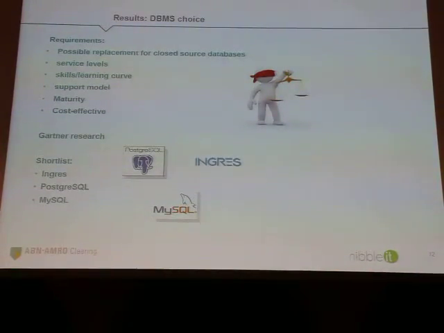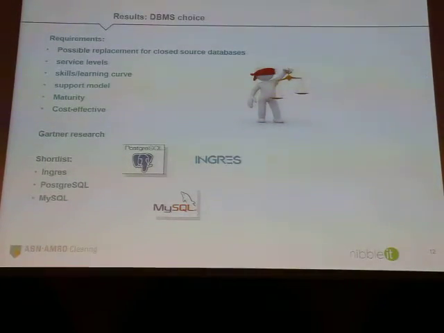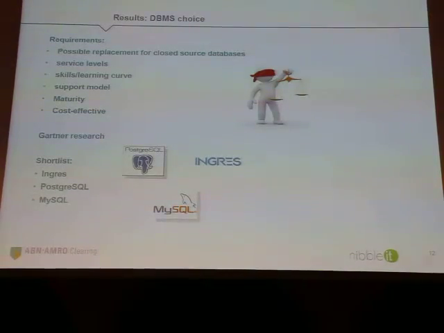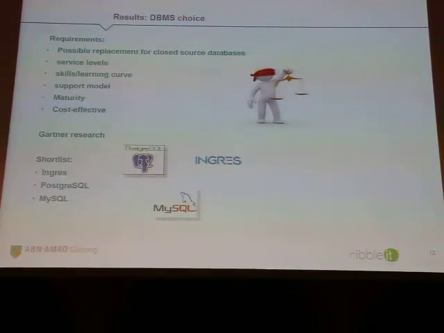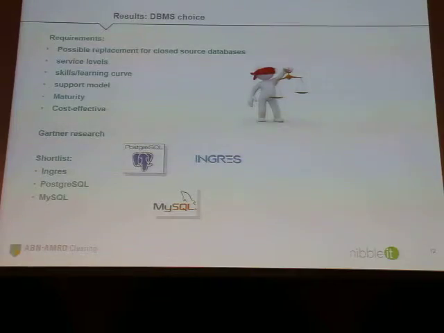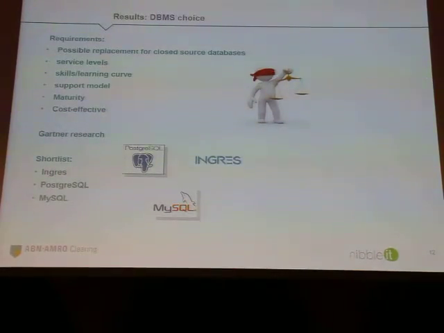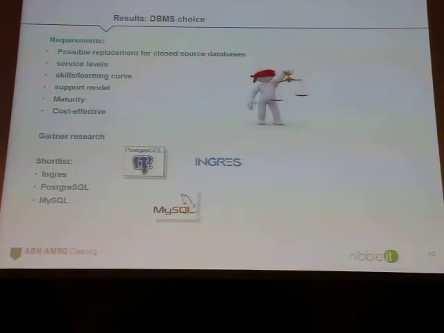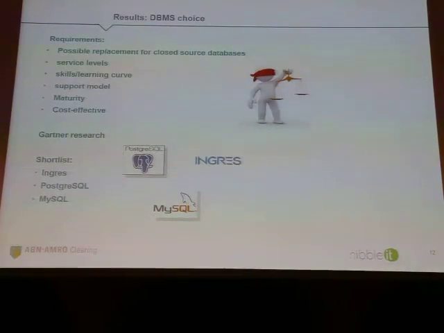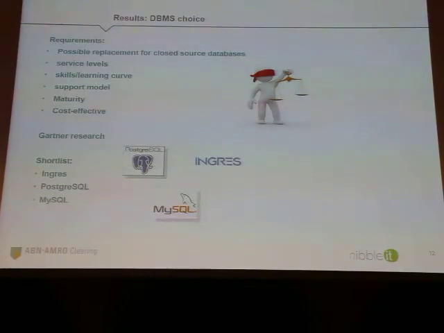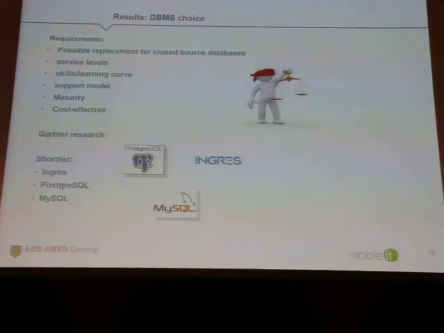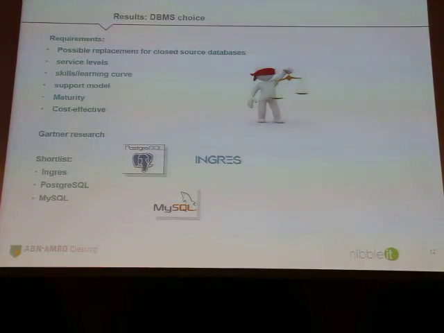So we ended up with a shortlist with 3 products: Ingres, PostgreSQL, and MySQL. Now, when we made this choice, MySQL was quite easy because it had just been taken over by Oracle, so we thought it was not a good idea to go on with this. So then 2 were left, and if we look at the future perspective, we saw that Postgres indeed had more chances. It was just a better product in the long run.